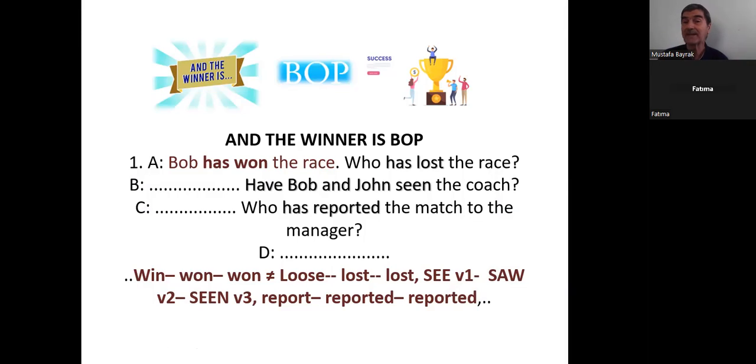Who has lost the race? So it will go on and on like this. Who has lost the race? John has lost the race. So John is still unhappy, but Bob is still happy. Okay? Why Bob? The evidence. Being happy is the evidence of what? Being happy is the evidence of the fact that Bob has won the race. Because of this, he is still happy.